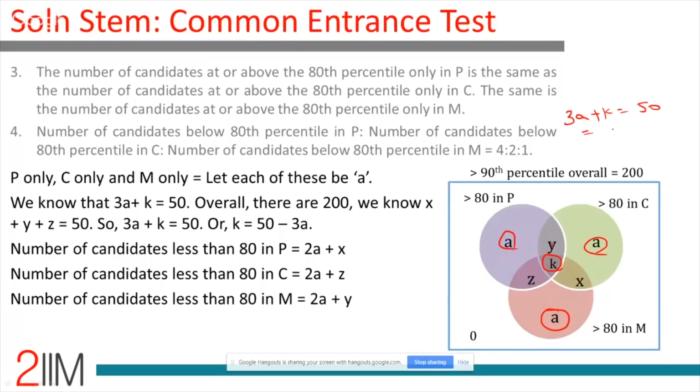What is not in P below 80th percentile would be A plus X plus A. Thankfully, this is 0. A plus X plus A. Not in C is A plus Z plus A. Not in M is A plus Y plus A. Whereas below 80th percentile in P is 2A plus X. Below 80th percentile in C is 2A plus Z. Below 80th percentile in M is 2A plus Y.